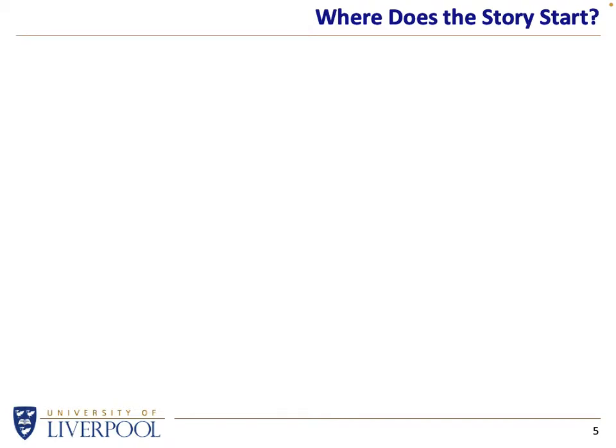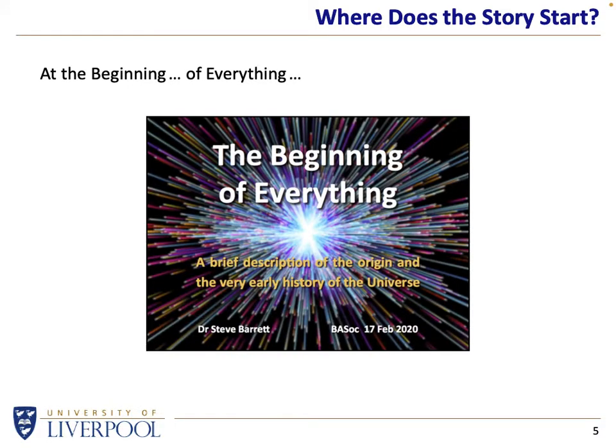So where does the story start? Well, I haven't got time to recap everything, but in a different talk, I talk about the beginning of everything. In other words, how the universe came to exist. The beginning of everything, 13.8 billion years ago. It took about 3 minutes to make all of the hydrogen and helium, all of the gas in the universe, which ultimately will be used to make the stars which form the galaxies that we're talking about.